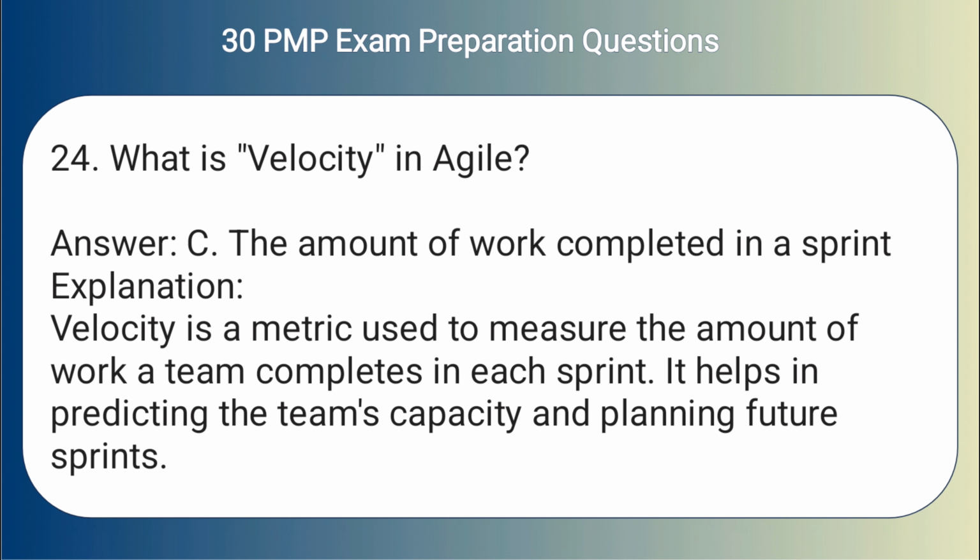Answer: C. The amount of work completed in a sprint. Explanation: velocity is a metric used to measure the amount of work a team completes in each sprint. It helps in predicting the team's capacity and planning future sprints.